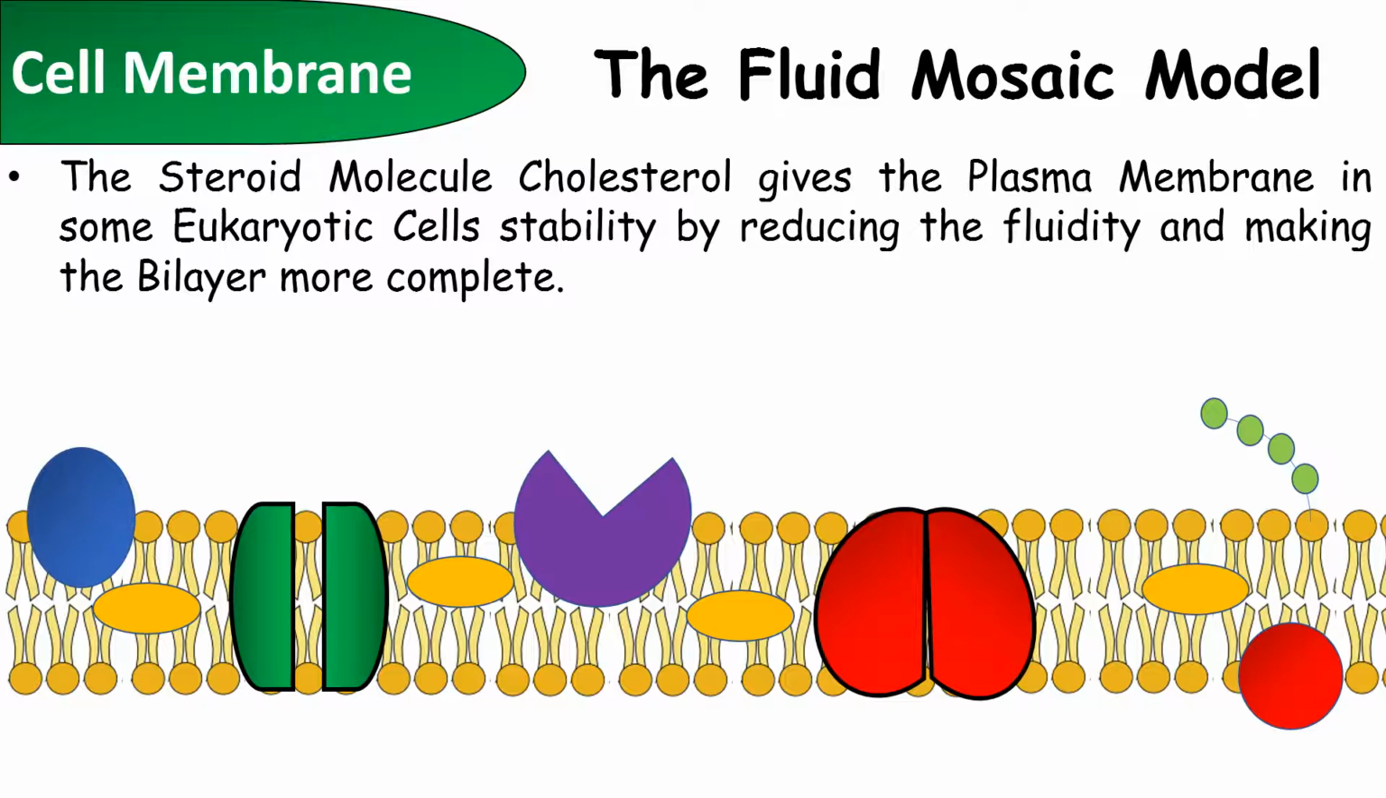Steroid molecules or cholesterol give the plasma membrane in some eukaryotic cells stability by reducing the fluidity and making the bilayer more complete.